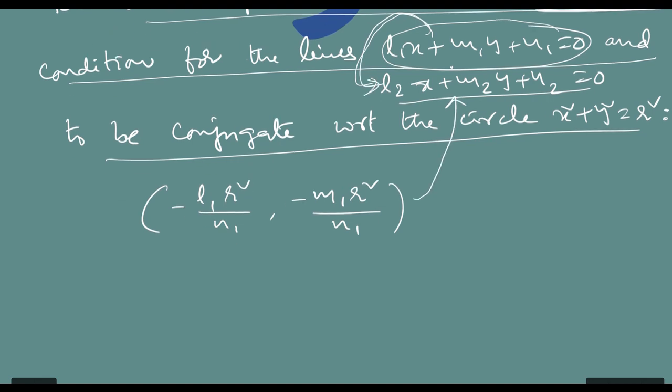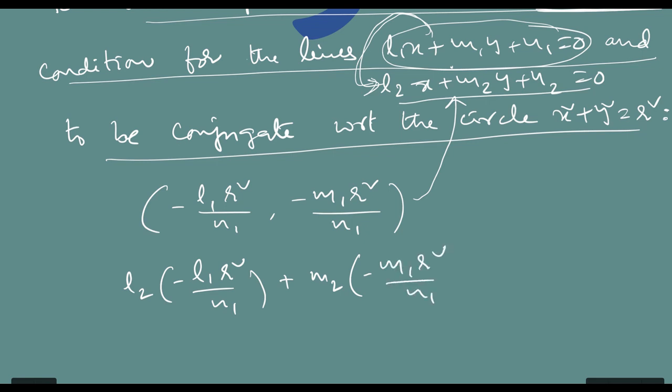Substitute in it. Substituting, what do I get? I'll get L2 into minus L1 r square by n1 plus M2 into minus M1 r square by n1 is equal to minus n2. Now take LCM. Send the denominator to the right hand side, cancel minus throughout.